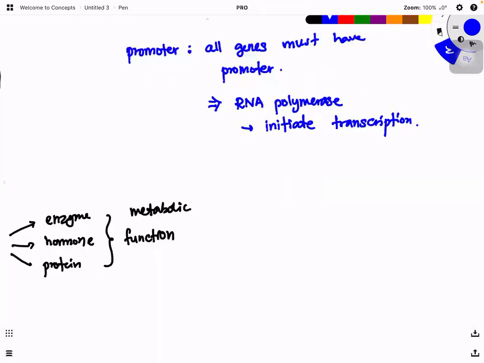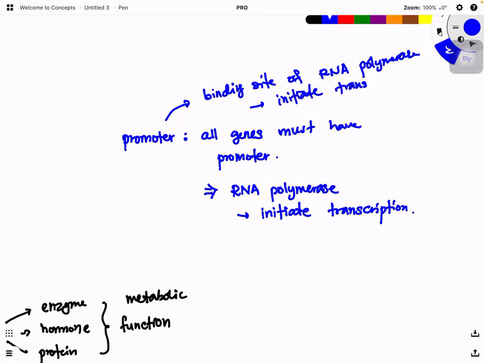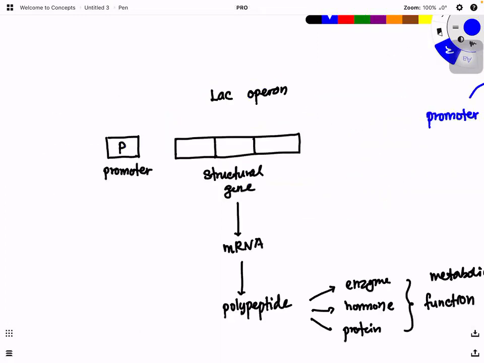So promoter actually is the binding site of what? Binding site of the RNA polymerase, so that it can initiate synthesis of mRNA or transcription. So it means that the gene that is without promoter is actually useless.